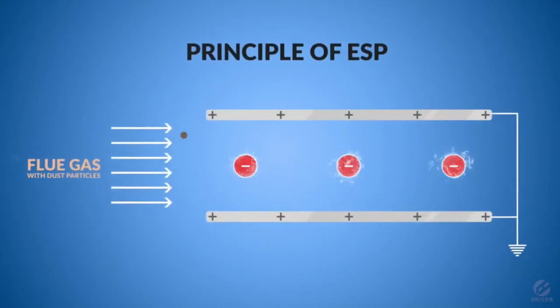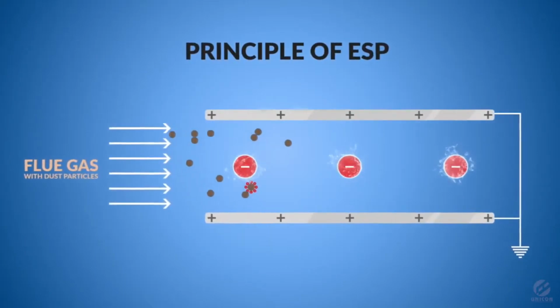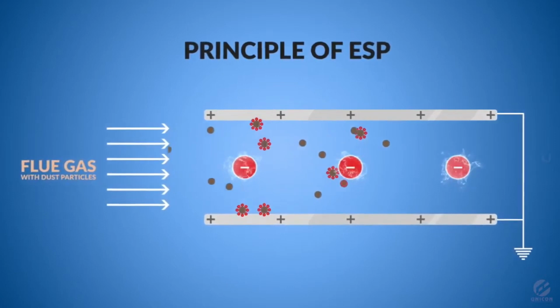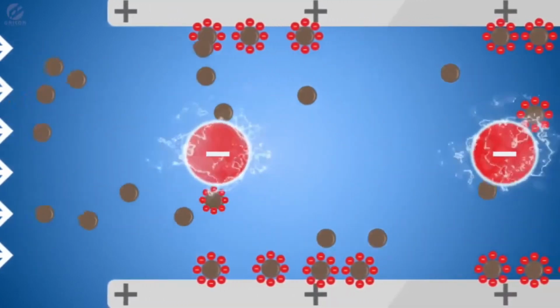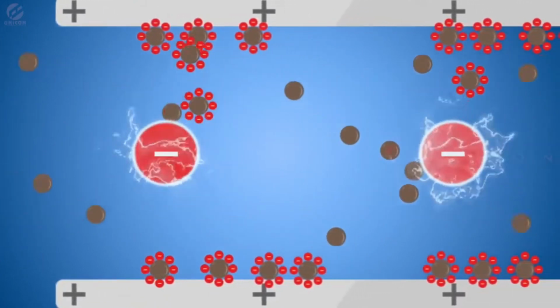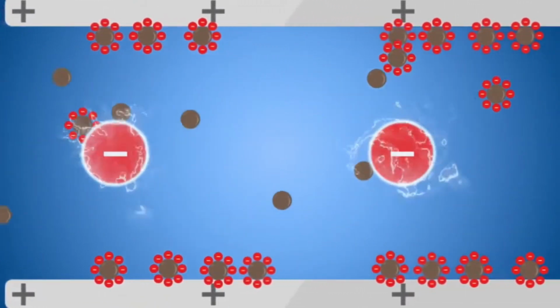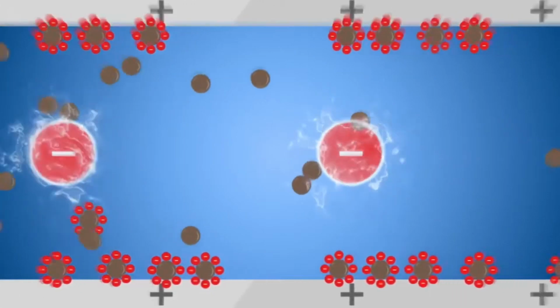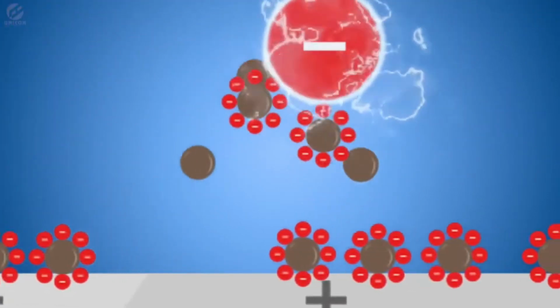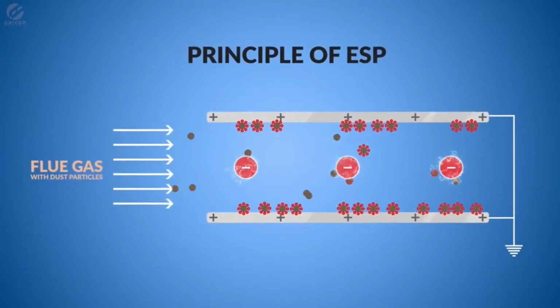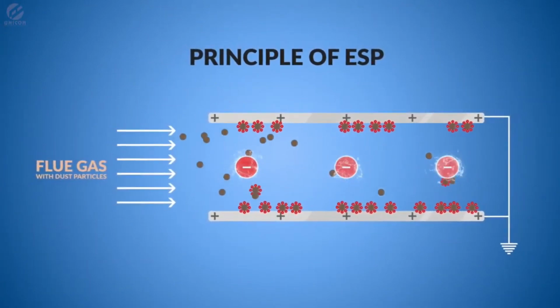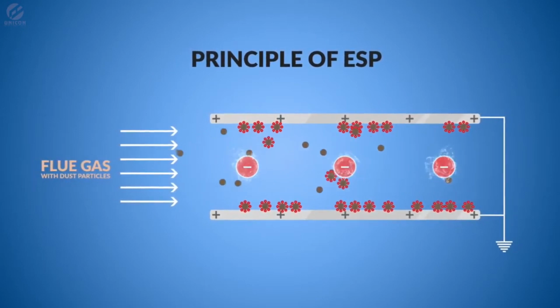Principle of ESP. When flue gas with dust particles is passed through a high voltage of electrostatic fields, electrons are released. The high voltage current is passed through the anodes. The leakage of current from the anodes is called corona. These electrons charge the dust particles negatively. The negatively charged particles sticks to the cathode. This process is called collection.